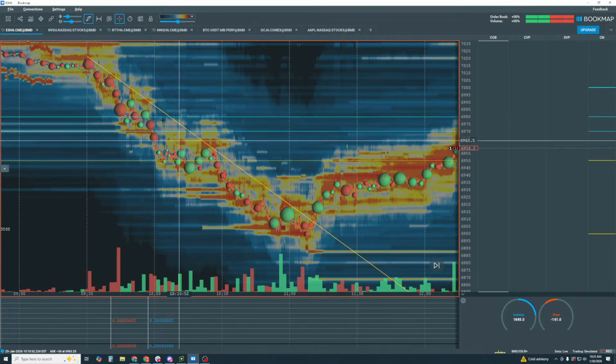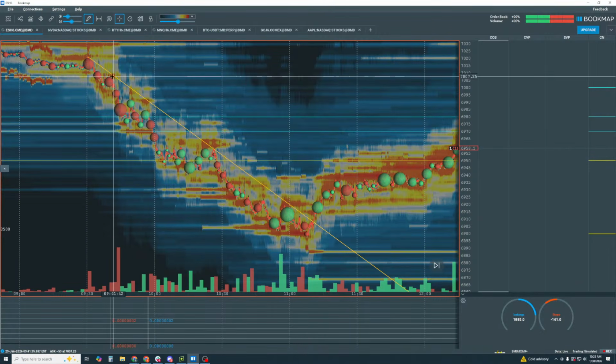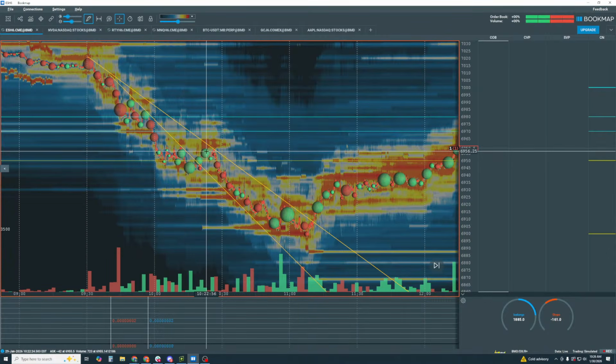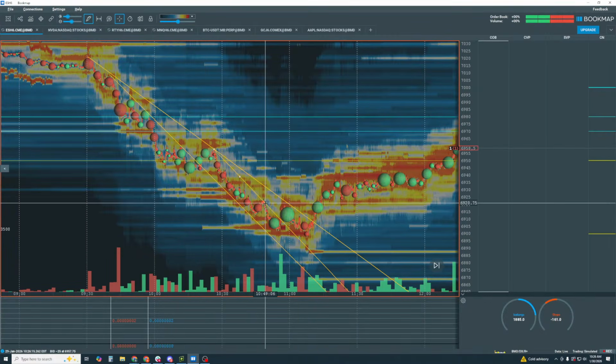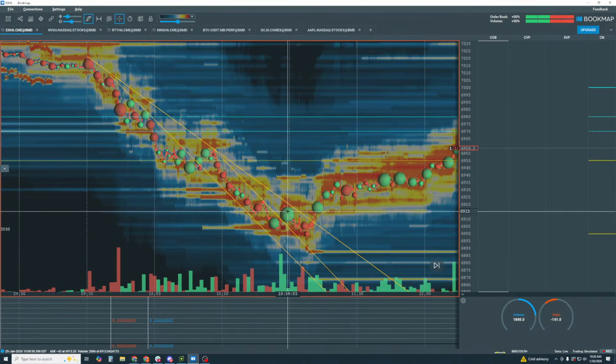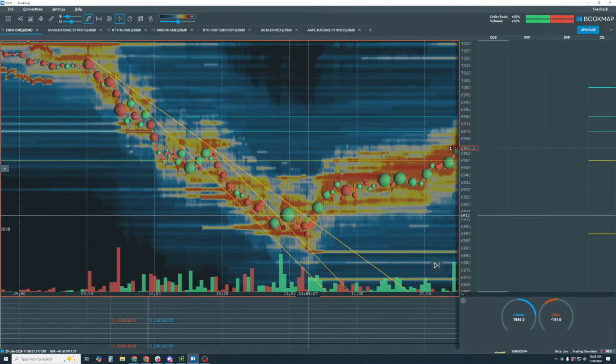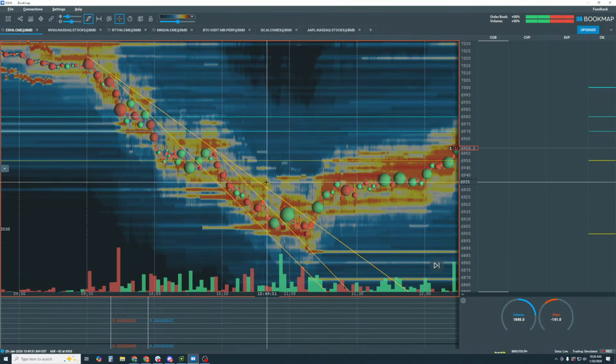In hindsight, it looks beautiful, right? Well, it wasn't so easy yesterday, because the move was super strong to the downside. Maybe you tried to buy it in here. Maybe you had another trend line in here. You're trying to buy it in here, right?